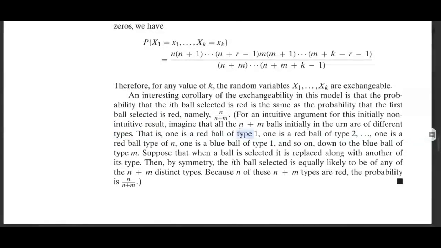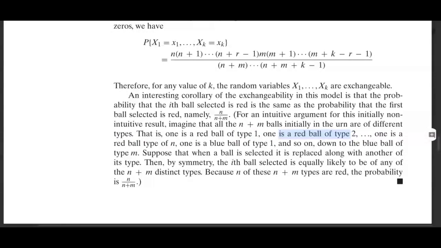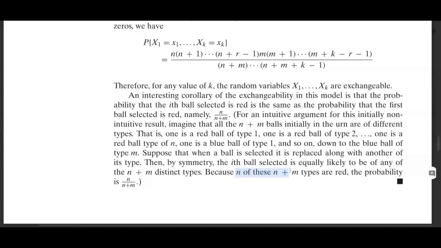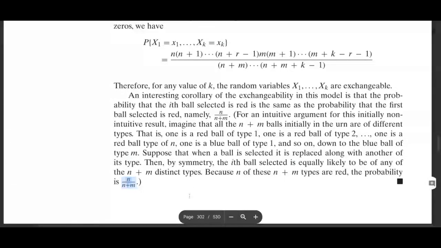So one is a red ball of type 1, one is a red ball of type 2. So now we distinguish each red ball, even though they're all red, but they're different. So on. Also, one is a blue ball of type 1, and so on, down to a blue ball of type m. So for the red balls, down to n, and blue balls, we have m of them. Suppose that when a ball is selected, it is replaced along with another of its type. Then, by symmetry, the ith ball selected is equally likely to be of any of the n plus m distinct types. Because n of those n plus m types are red, the probability is n over n plus m. All right, it's just another way of saying it.